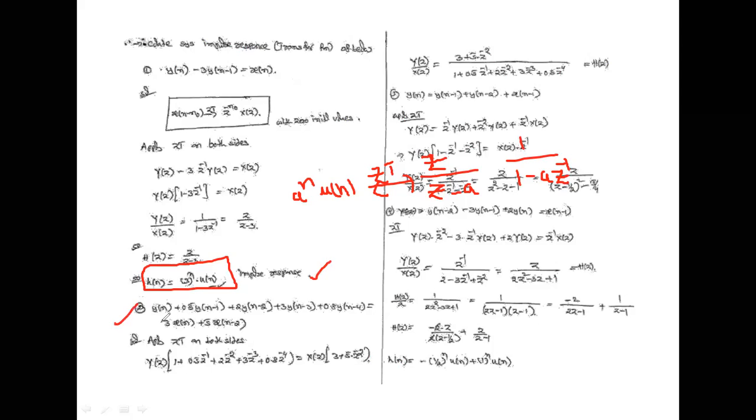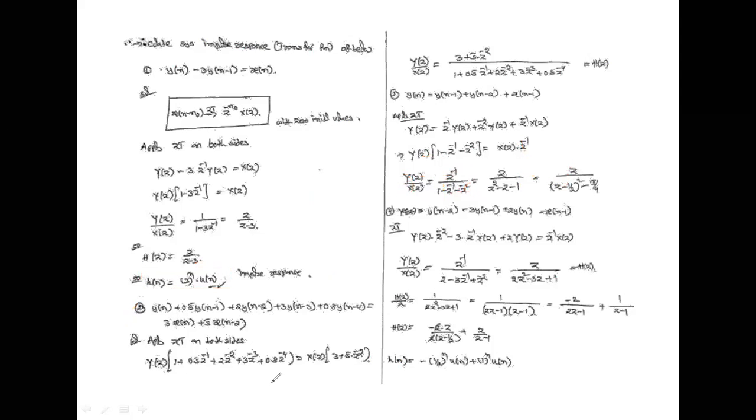Similarly, take the second example. You can see here y of n plus 0.5 y of n minus 1 plus 2 into y of n minus 2 plus 3 into y of n minus 3 plus 0.8 y of n minus 4 is equal to 3 into x of n plus 5 into x of n minus 2.